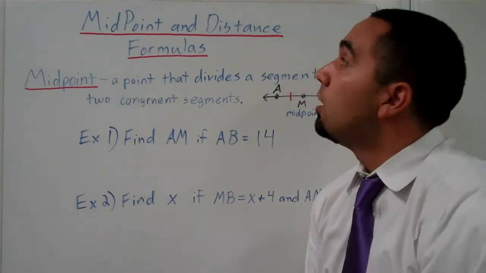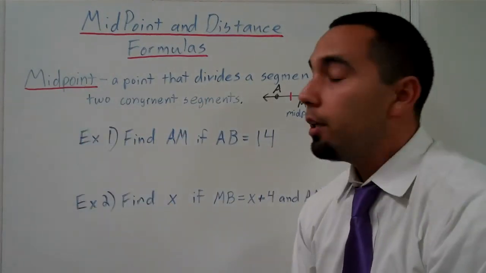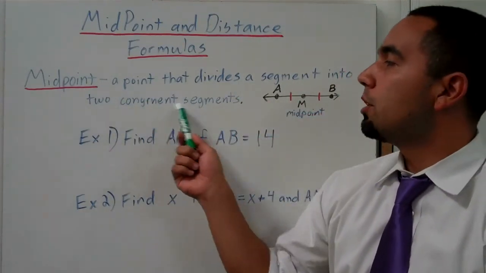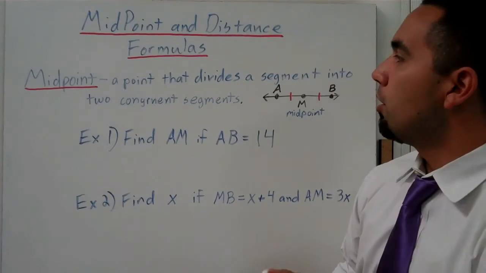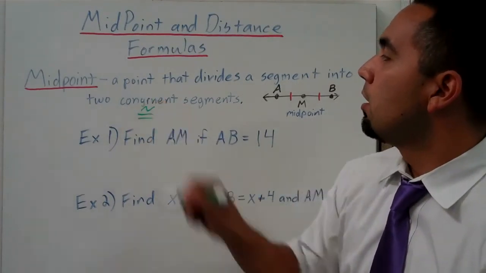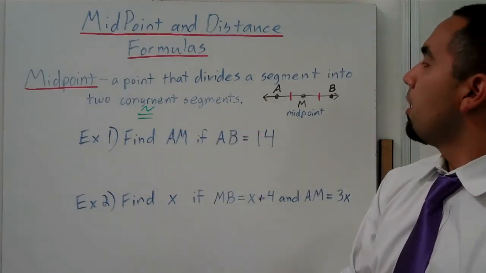Okay, so this is midpoint and distance formulas. First off, we're going to start with midpoint, and that's simply a point that divides a segment into two congruent segments. And remember, we learned about congruent the other day. It's this symbol here, the equal sign with that little wavy line over it. And here's an example.